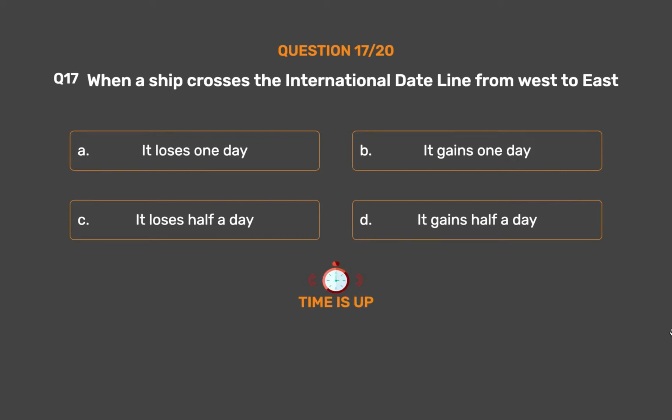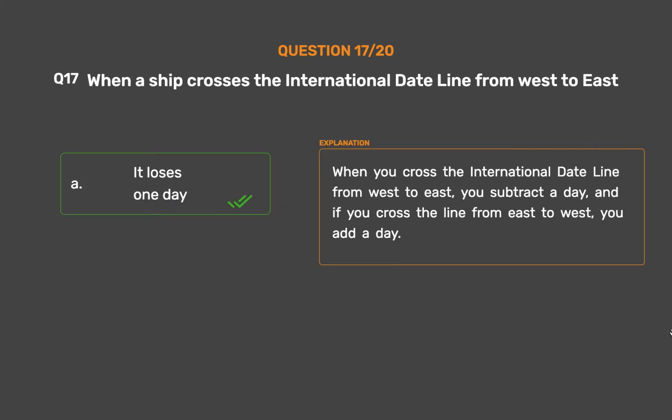The correct answer is option A. It loses 1 day. When you cross the international date line from west to east, you subtract a day, and if you cross the line from east to west, you add a day.